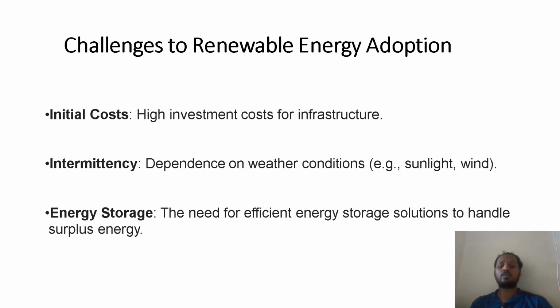Intermittency: it depends on weather conditions. For example, in Canada, there is not enough sunlight, but in India, we have sunlight. But during monsoon, we don't have that much sunlight. So all renewable energy depends mostly on weather conditions.